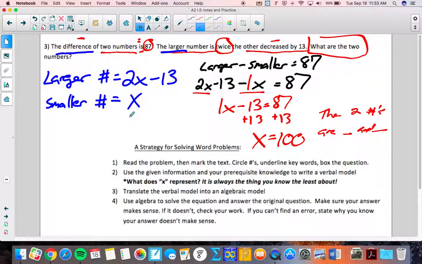So I guess the smaller number is 100. I guess the bigger number is 200 minus 13. So that's 187. The larger number is twice the other, decreased by 13. Yeah, and they subtract. The bigger minus the smaller is subtracted and equals 87. So it's definitely right. 187 and 100. That was fun.